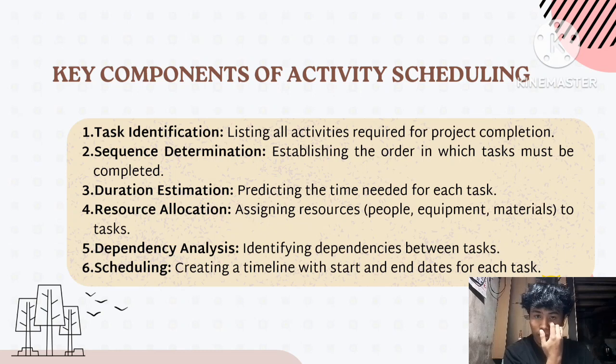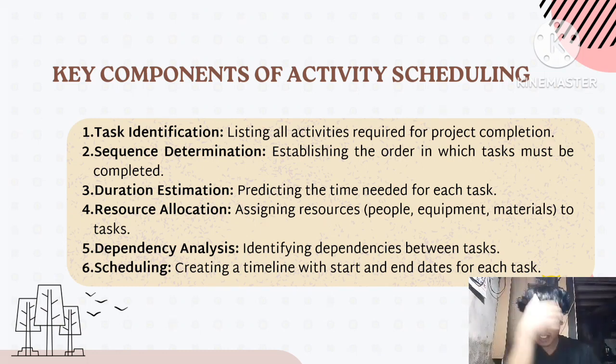So here are the key components of activity scheduling. First is task identification. Second is sequence determination, duration estimation, resource allocation, dependency analysis. Last is scheduling. So first is task identification: listing all activities required for project completion. Second is sequence determination: establishing the order in which tasks must be completed.